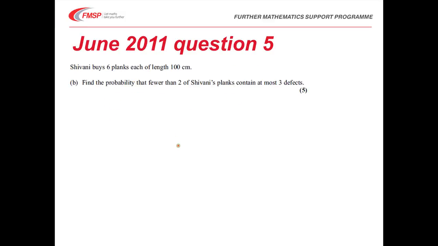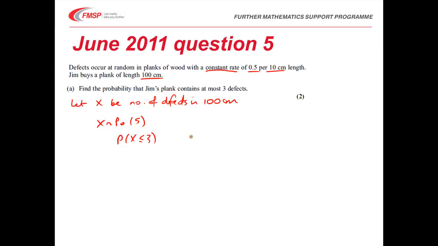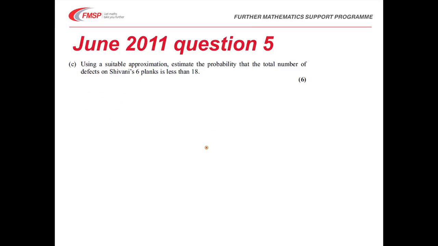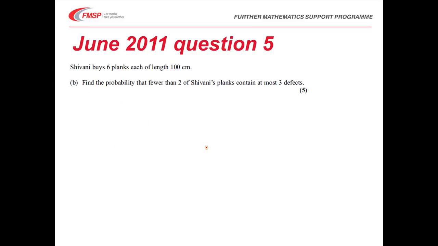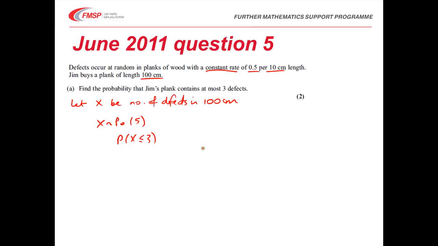So this is quite nice, because it can come straight from the table. Okay, so if you look it up in the table, that's going to give you 0.2650. Okay, so you get a method mark for setting it up. So in terms of the Poisson, getting the variable right, the parameter right here, and also using the table correctly to give you your accuracy mark.